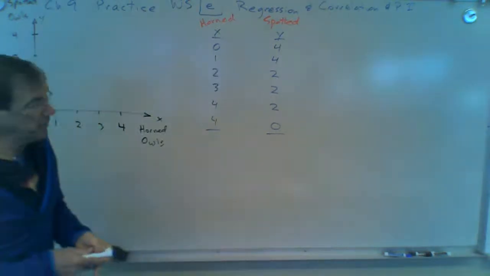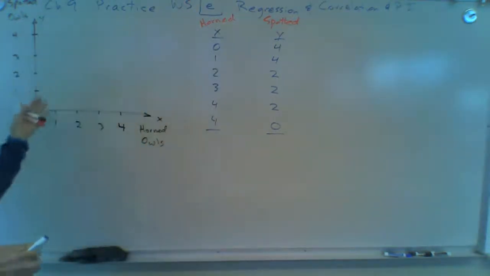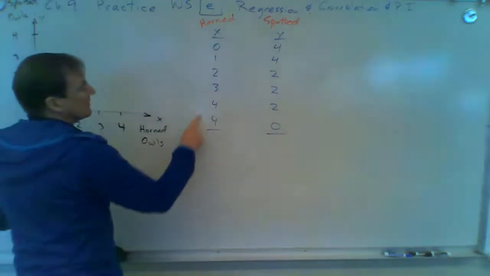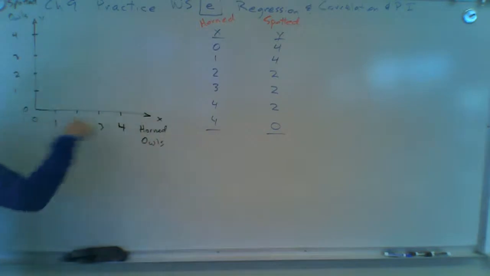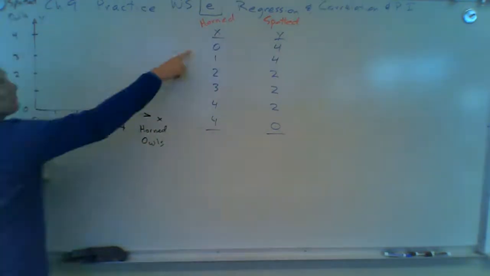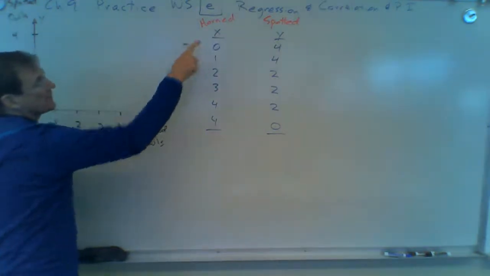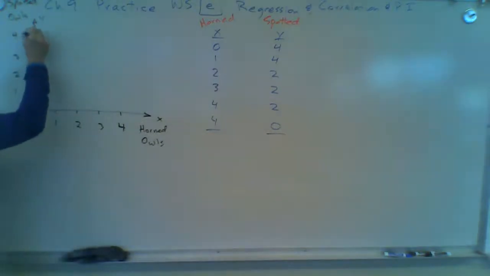So what we're going to do is plot this data on our graph. The horned owls are the X coordinate, and the spotted owls are the Y coordinate. This is the X, this is the Y. So for this point, there were no horned owls and 4 spotted owls, and that's going to be right up here.